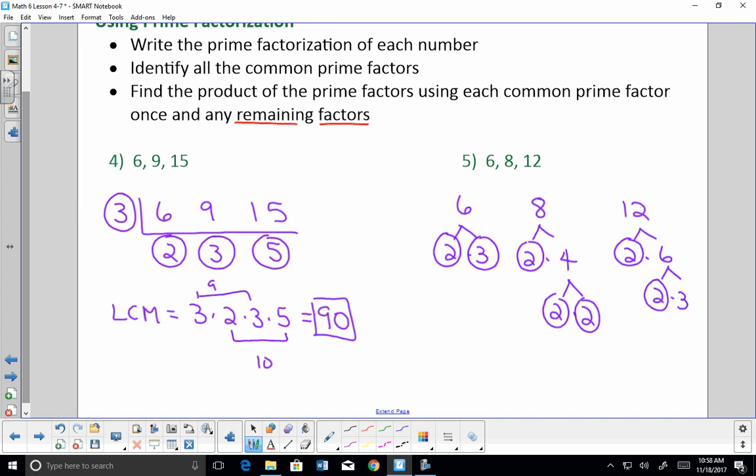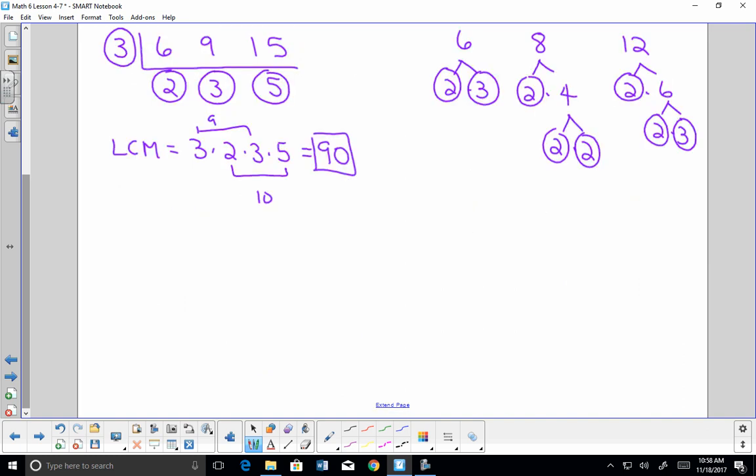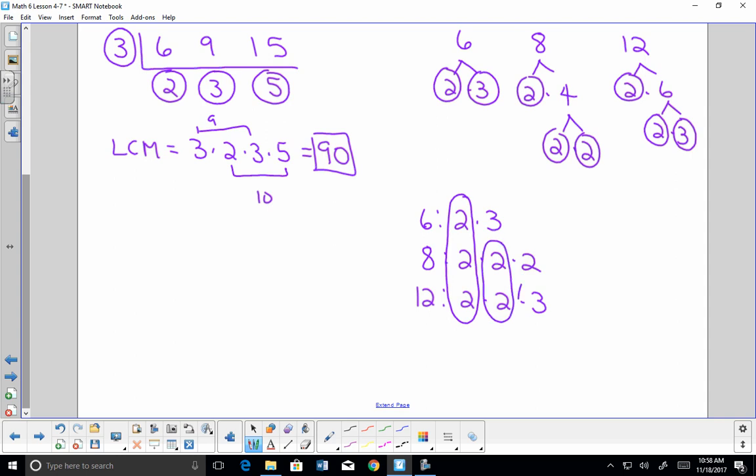Once you have them broken down into prime factorization using a factor tree, you need to list the factors. 2 times 3 are the factors of 6. 8, the factors are 2 times 2 times 2. And 12, the factors are 2 times 2 times 3. Okay? So once you've had those, you identify all the common prime factors. Okay, so they all have a 2 in common. Okay, 2 of them have a second 2 in common. 2 of them have a 3 in common.